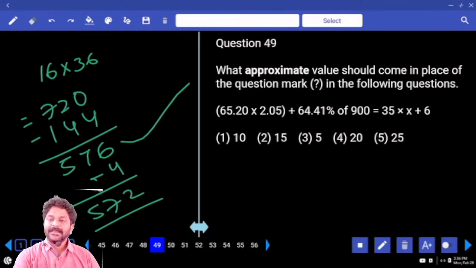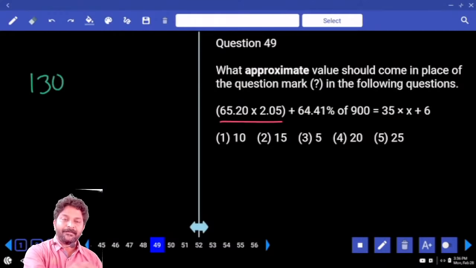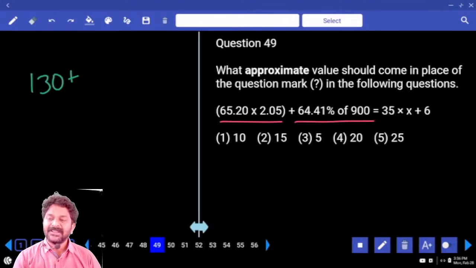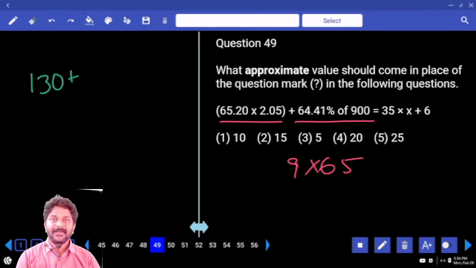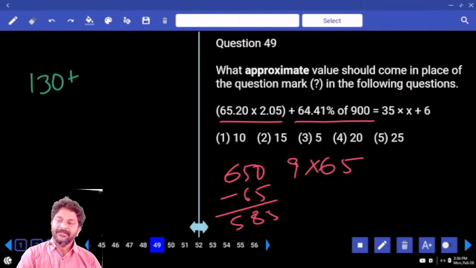Next, 65 2 times. 130 plus 65% of 900. Can I write it as 900% of 65? 900% in the sense 9 times of 65 only. That is 10 times minus 1 time. Correct? And which is 585.